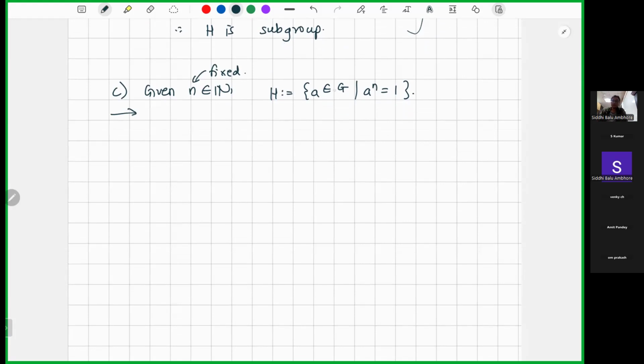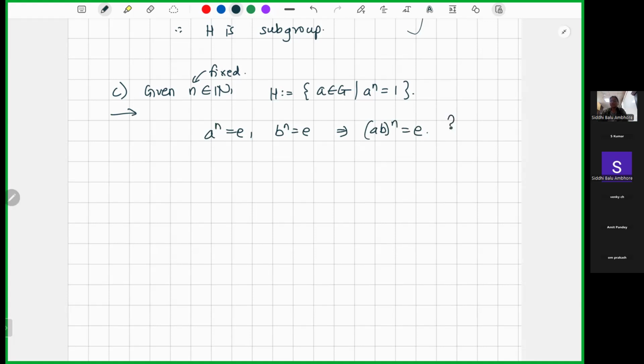If we have two elements with the same order, does that mean that their product will have the same order? Not order, I mean, not about order. What they say is that if A power n is E and B power n is C, does that imply that AB power n will be E? This is the question again here.